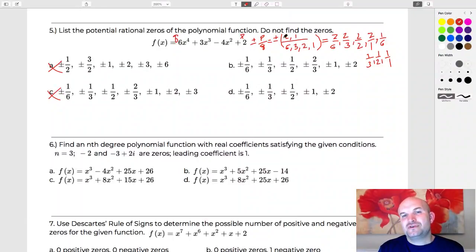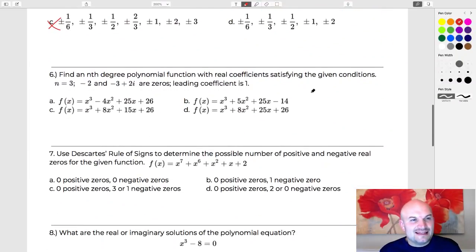This one does not have a 2/3. I see that 2/3 is a possible solution, so therefore that's going to be my answer. You don't need to write them all out like I did. Again, to determine the rational zeros, I just identified the general form, and then I went from there.